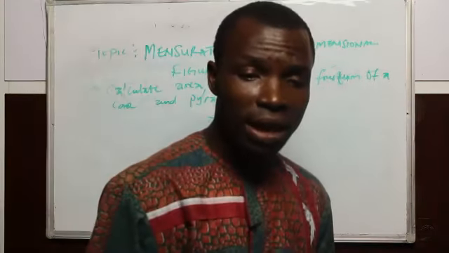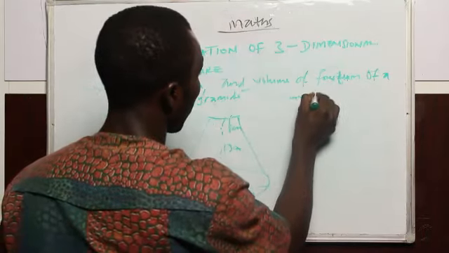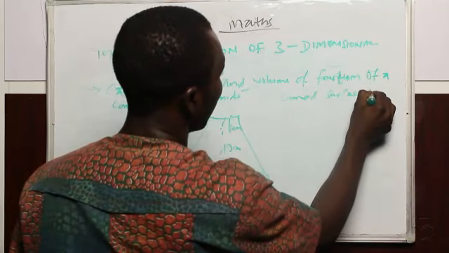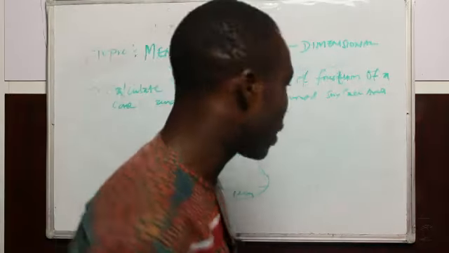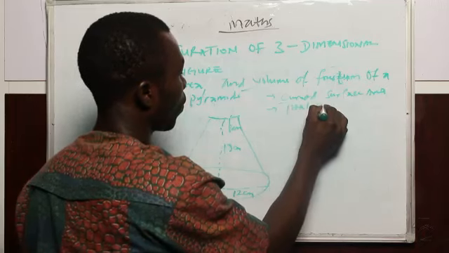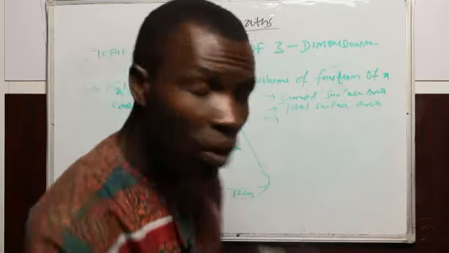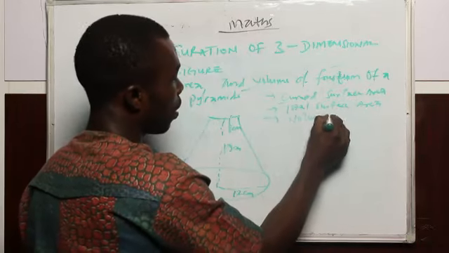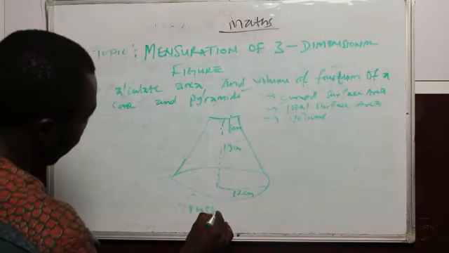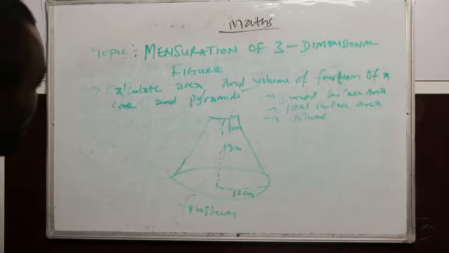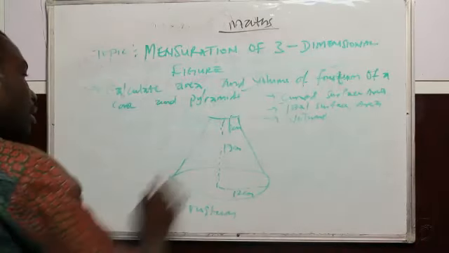The question that follows says, calculate its curved surface area. Two, they say we should calculate the total surface area. Three, the last thing is the volume. These are the three things we are going to be considering when we are dealing with a frustum. We are going to look for the curved surface area, the total surface area, and the volume.